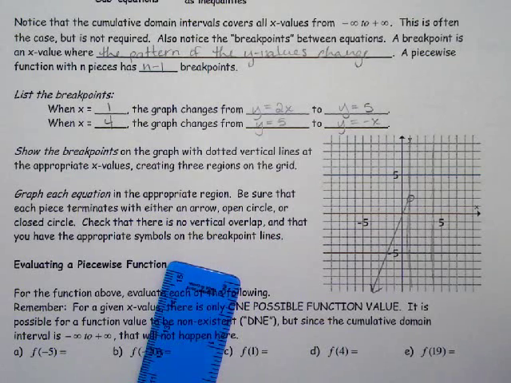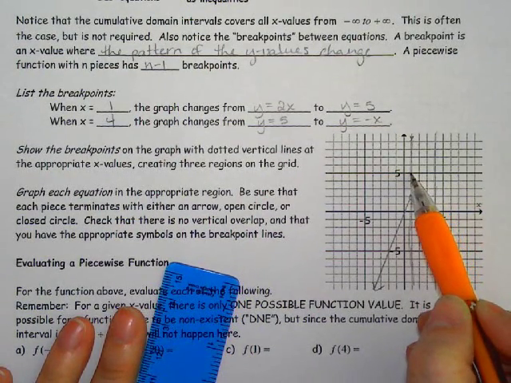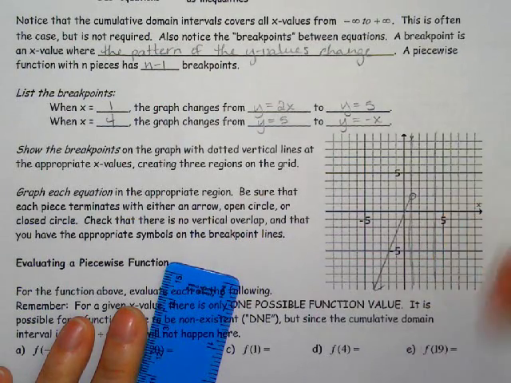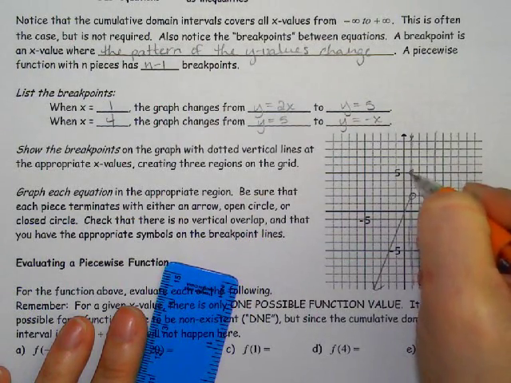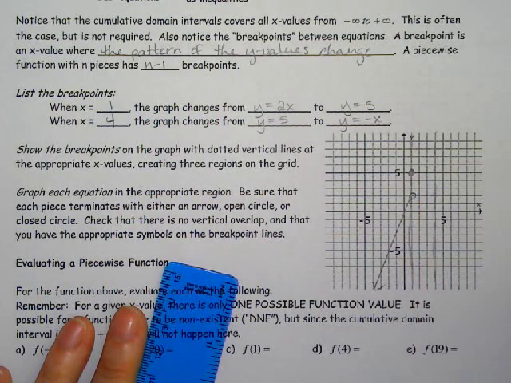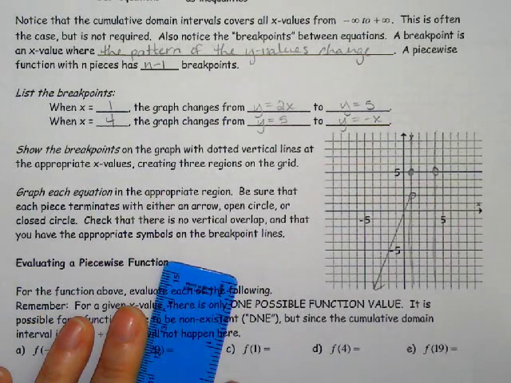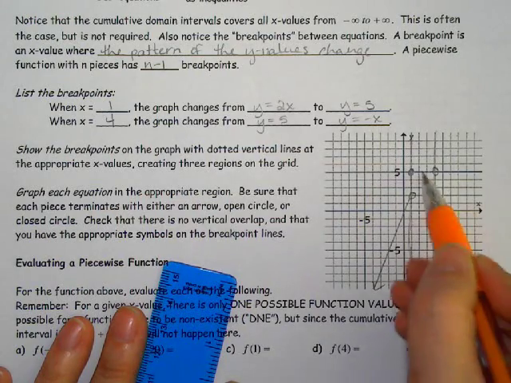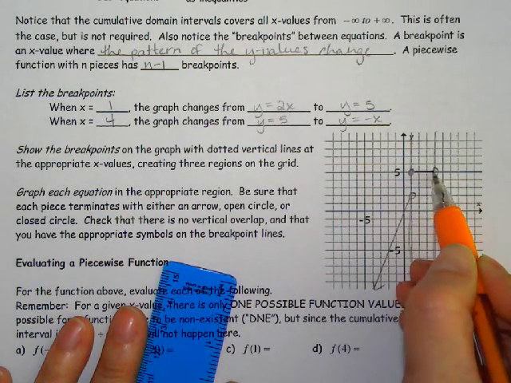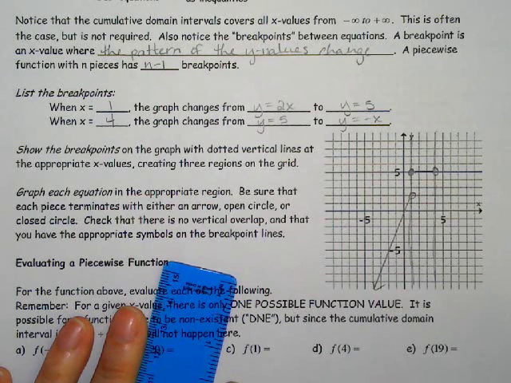The next part of that piecewise function is f of x, or y equals 5. So what kind of line is that going to be when we have y equals a number? Straight horizontal line. So y equals 5 between 1 and 4. 1 is included, so I'm going to have a closed circle there, and 4 is excluded, so I'm going to have an open circle there. And then I draw the line between them. Everybody with me so far?